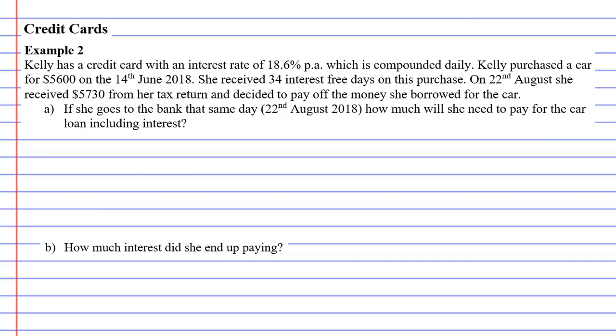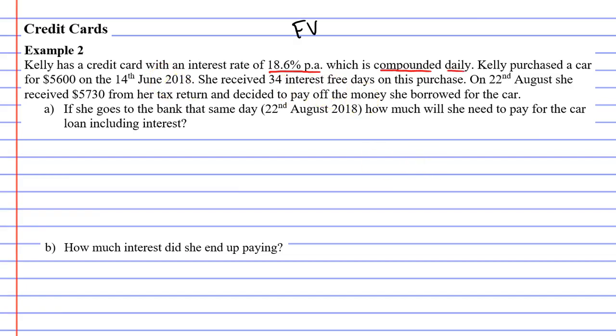In this video we're going to complete example 2 on credit cards. It says that Kelly has a credit card with an interest rate of 18.6% per annum, which is compounded daily. So there's a few key things here. We've got the word compounded and we've got the word daily. So we know we're using our compound interest formula.